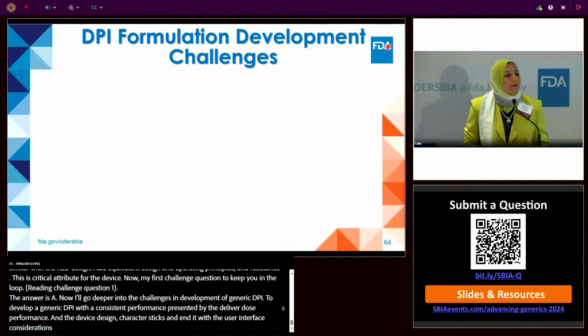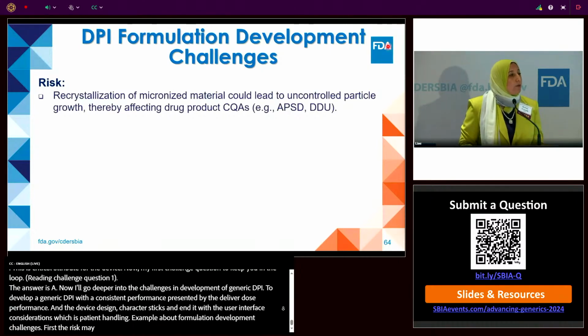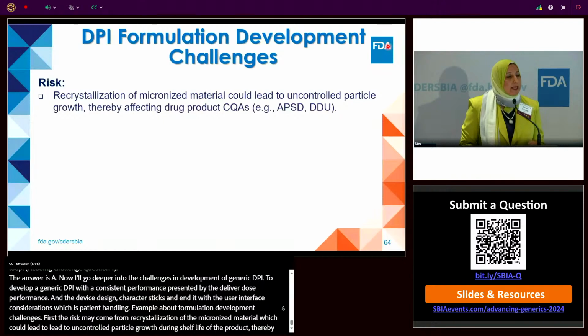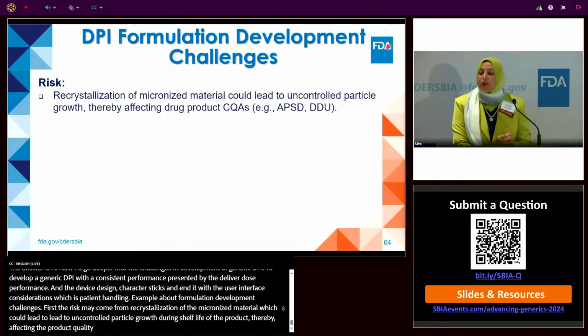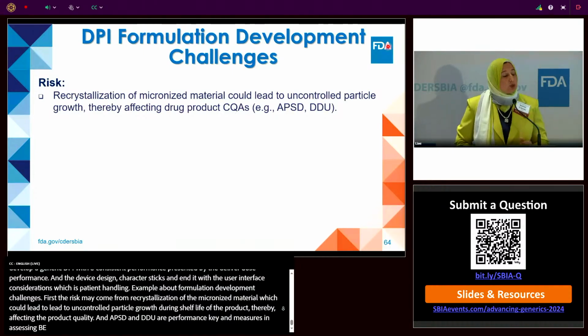Now, a couple of examples about the formulation development challenges. Firstly, the risk may come from recrystallization of the micronized material, which could lead to uncontrolled particle growth during the shelf life of the product, thereby affecting the product quality attributes, specifically APSD and DDU. APSD and DDU are considered the key performance characteristics and measures in assessing BE studies. Accordingly, it may in turn also affect the in vivo performance of the drug product.